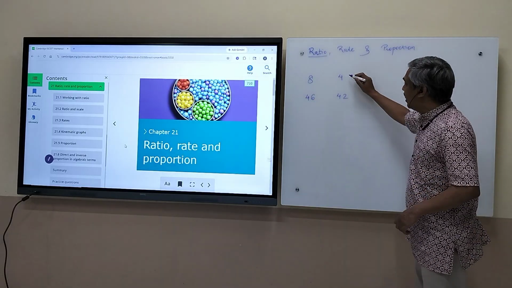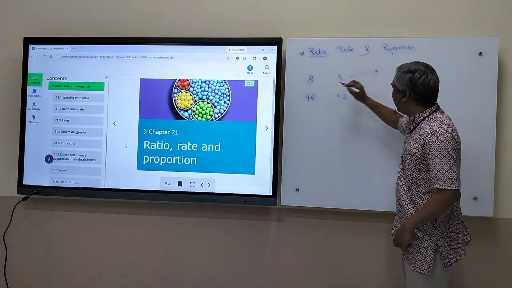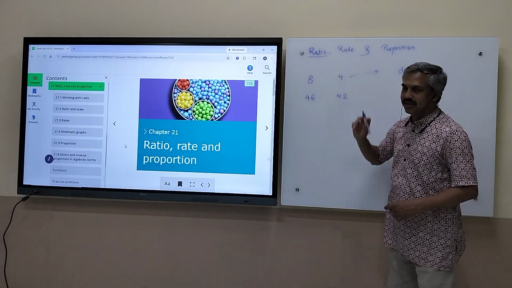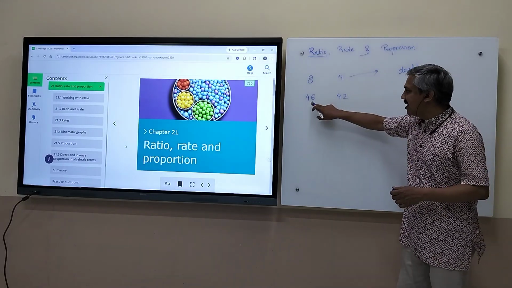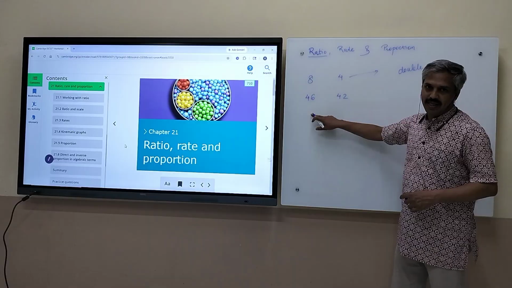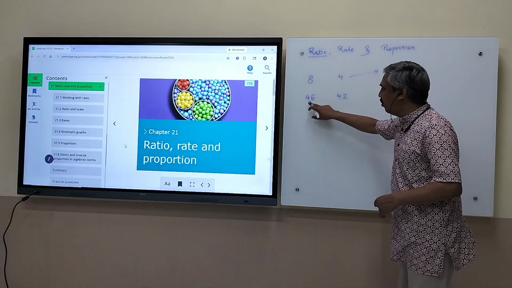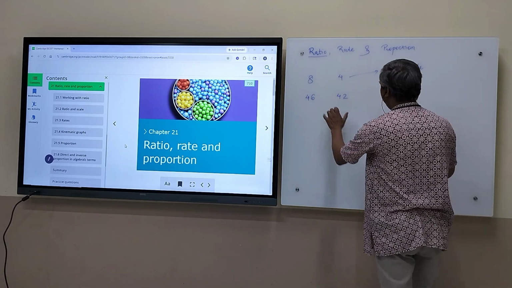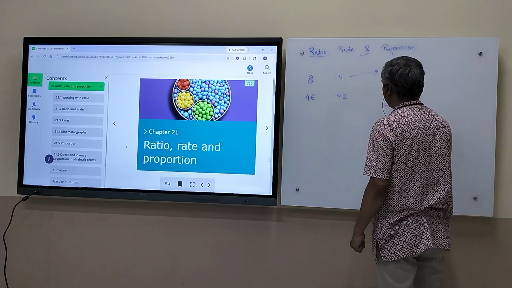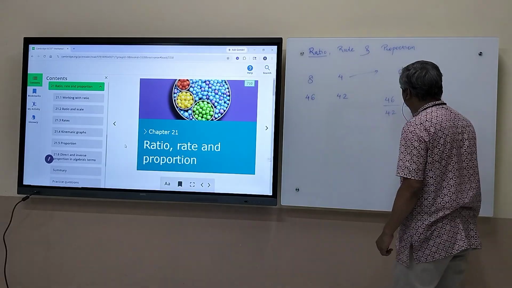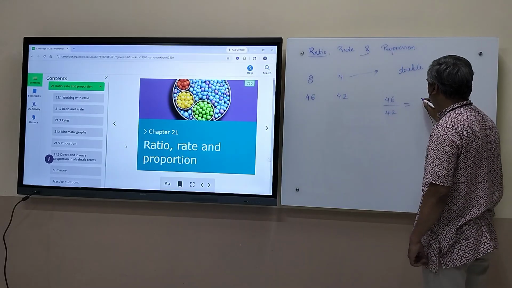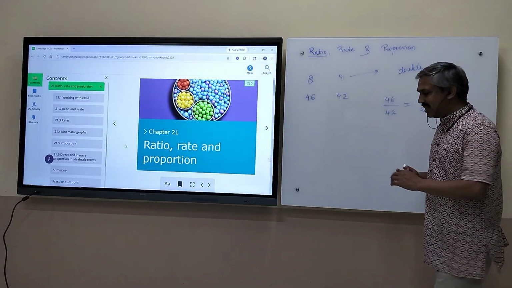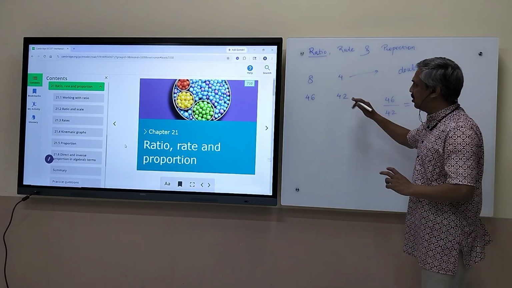But in the first case, my age was double as compared to my sister. And in this case, it is not double. In fact, this time, if we have to compare the ages, then we will say that the ratio of ages is 46 upon 42, which is equal to, we can divide by 2, we get 23 by 21. This is the meaning of the word ratio.